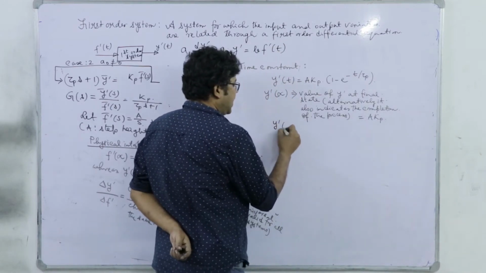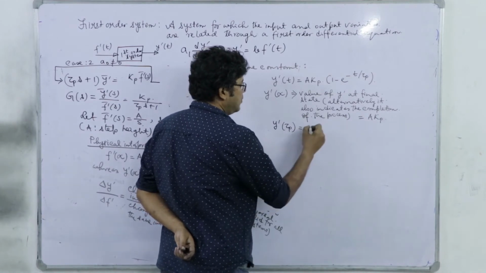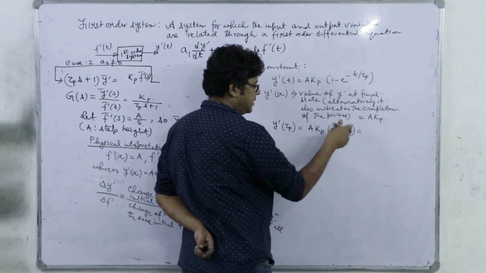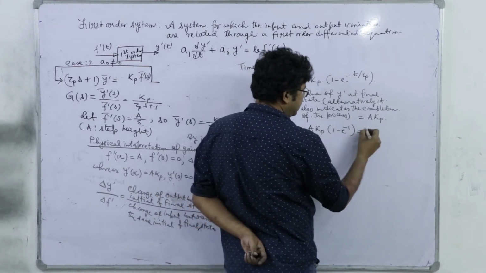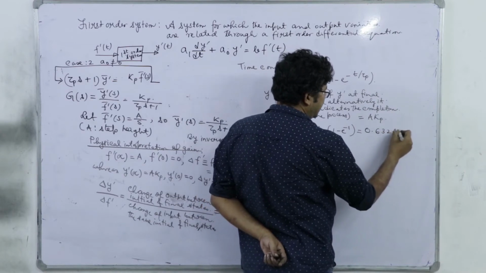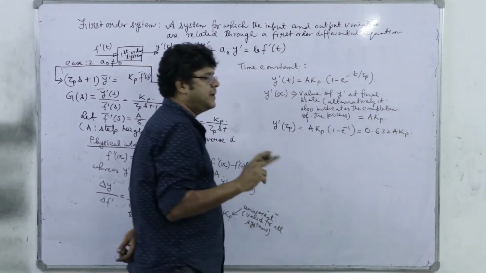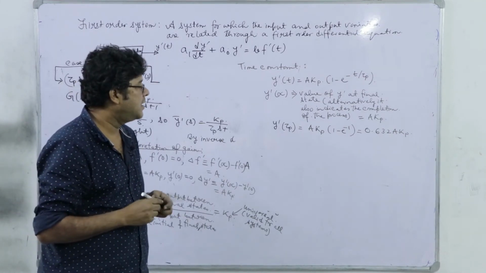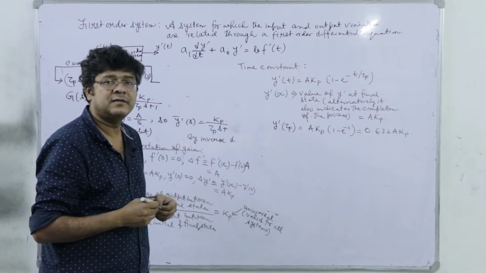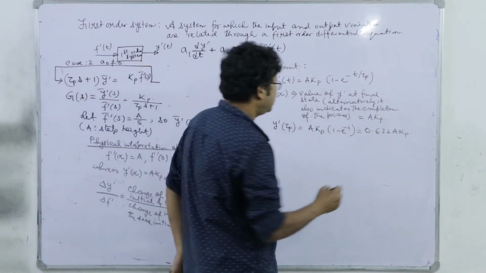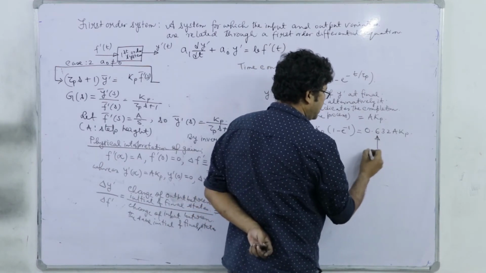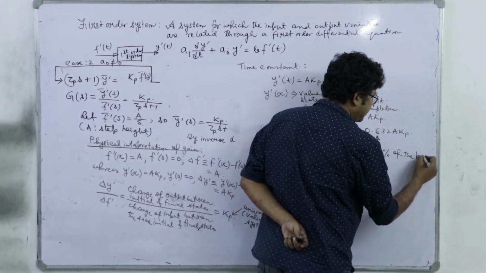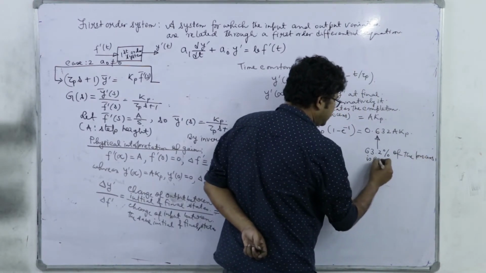Now, y prime at tau p, which is A K p into (1 - e^(-1)), and if you calculate this expression, it will be 0.632 A K p. Now, 1 A K p indicates the completion of the process, and 0.632 A K p indicates 63.2% completion of the process, right? So, this is indicative of 63.2% of the process is complete, right?